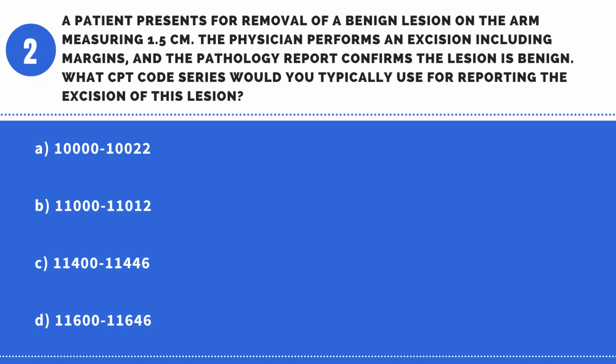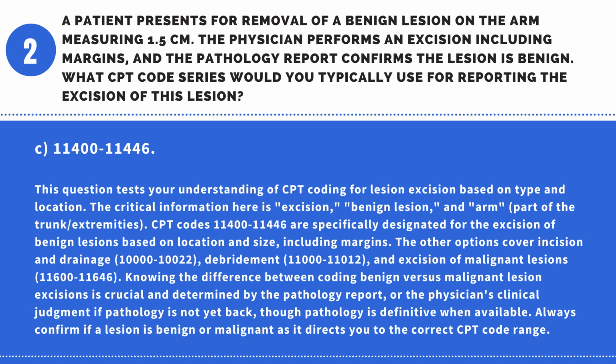A. 10000 to 10022. B. 11000, 11012. C. 11400, 11446. D. 11600, 11646. Answer: C. 11400, 11446. This question tests your understanding of CPT coding for lesion excision based on type and location.